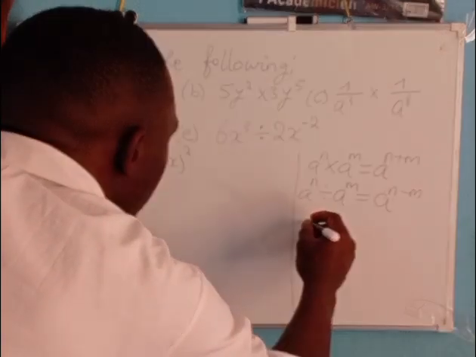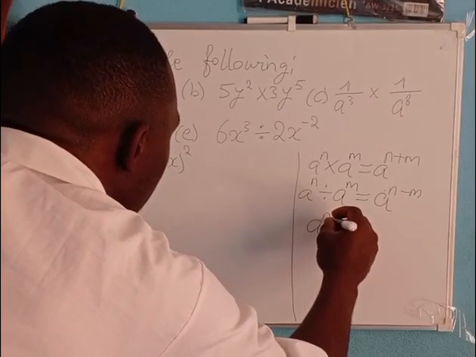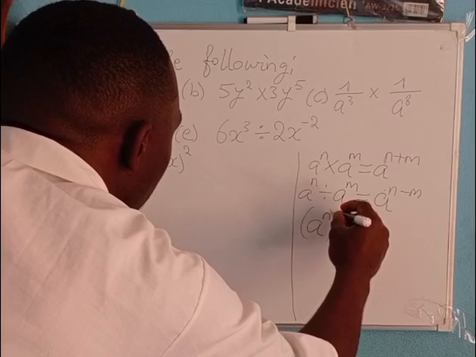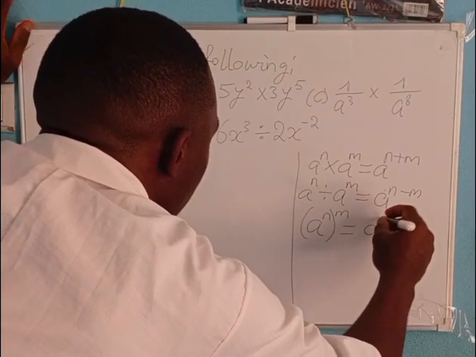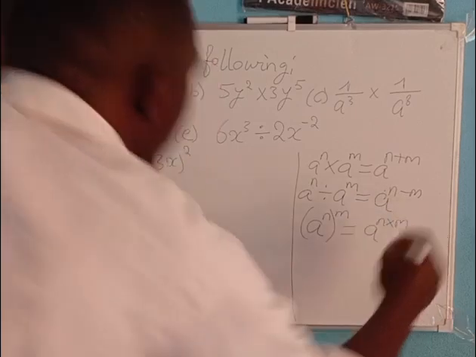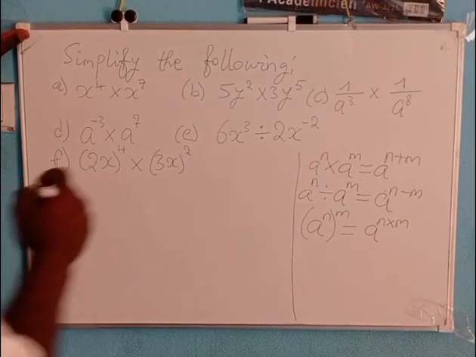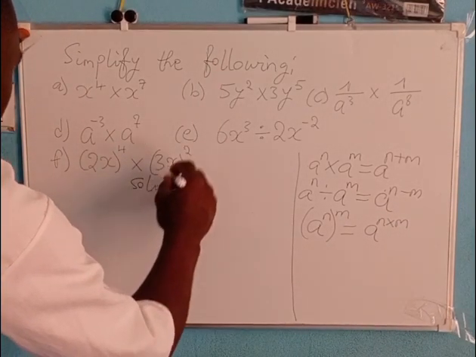We go to the next. We have a raised to the power n all is raised to the power m. It is simply equal to a raised to the power n times m. Now let's take solution.